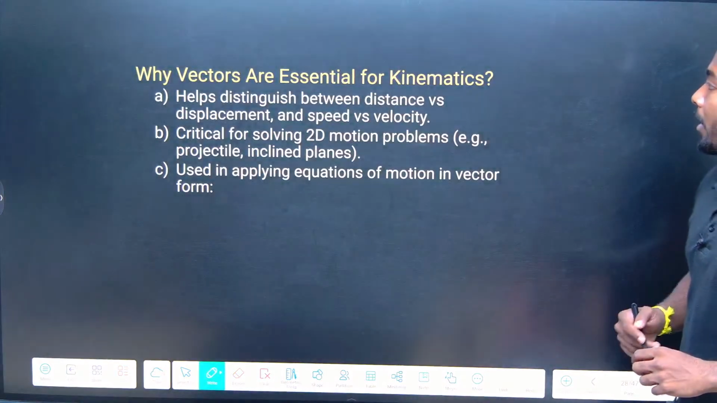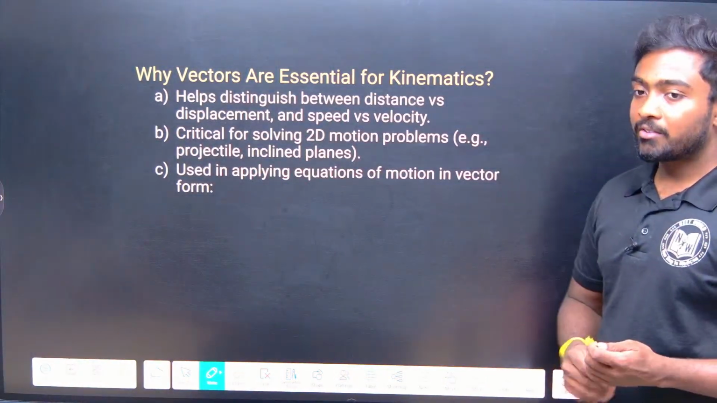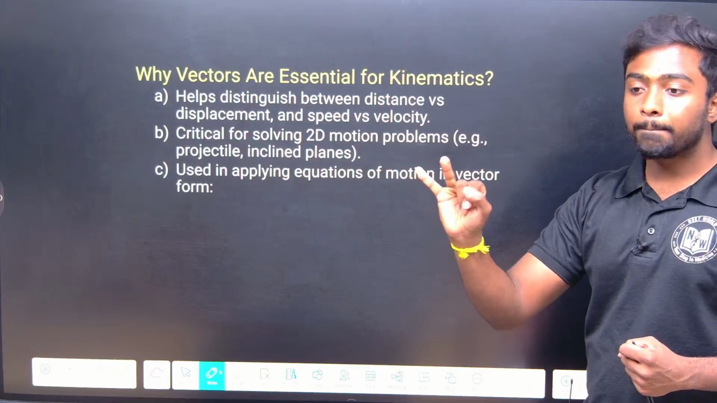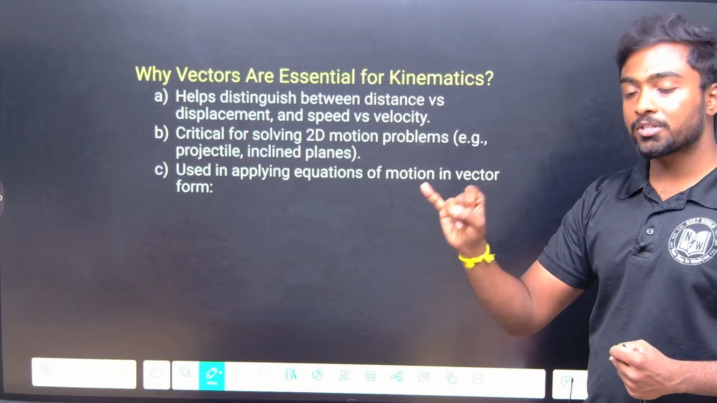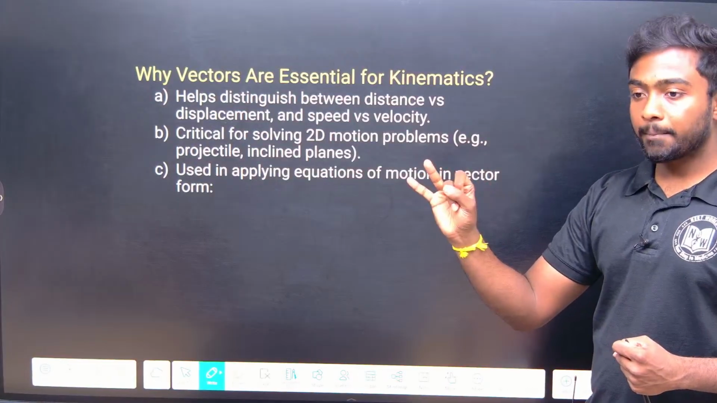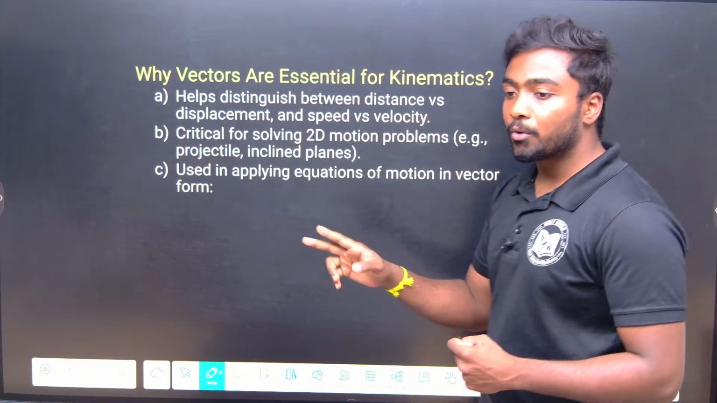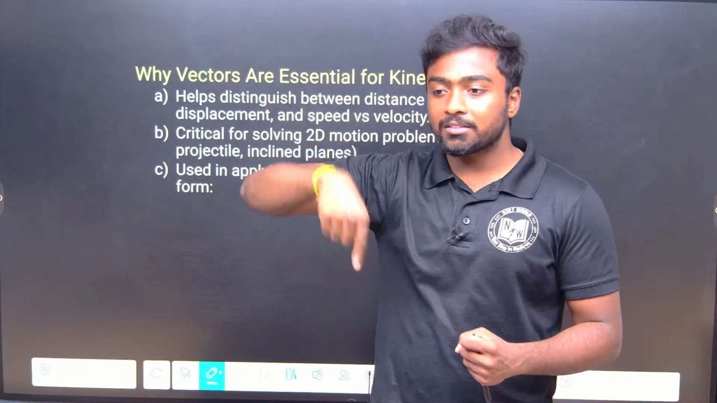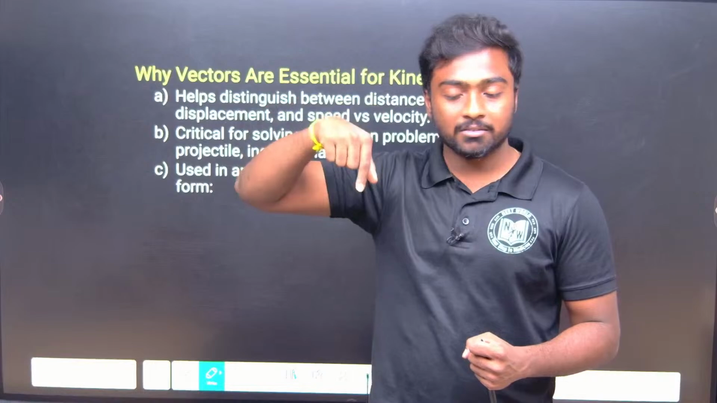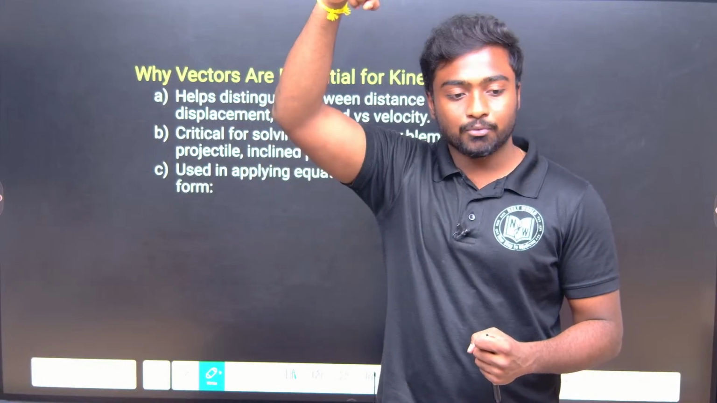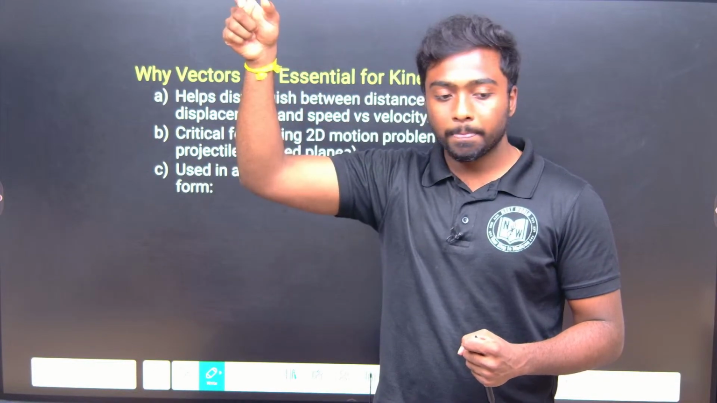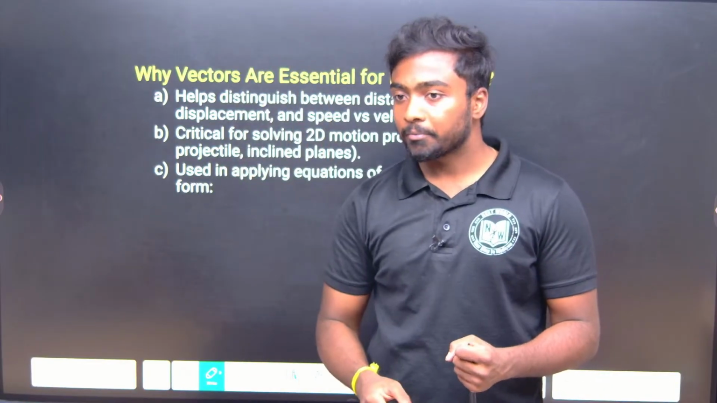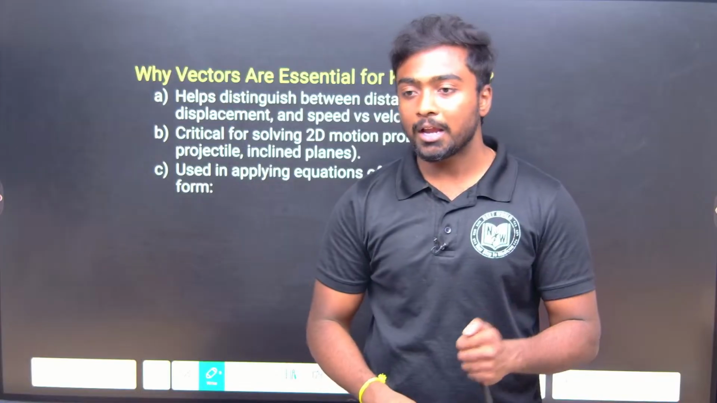Next one, why are vectors essential for kinematics? Kinematics covers motion in a straight line as well as motion in a plane. In straight lines also, when you are throwing the object up or down, I am calculating the directions. When the object is freely falling, gravity is positive. If I throw the object up, gravity is negative. In both cases it will be helpful.